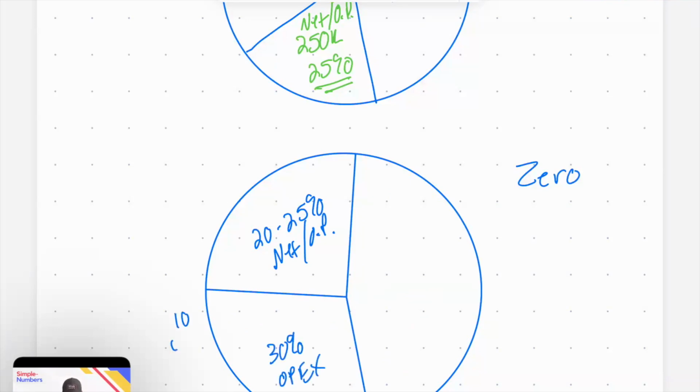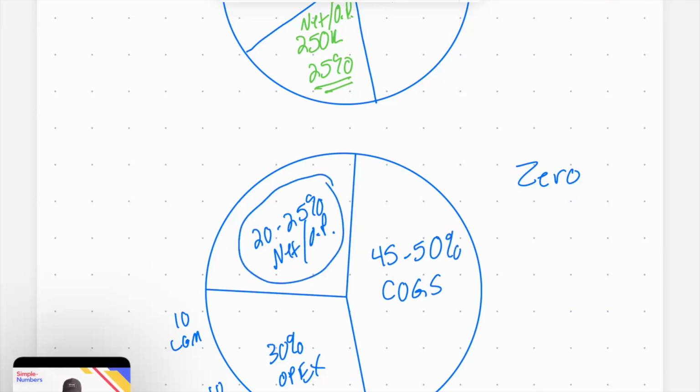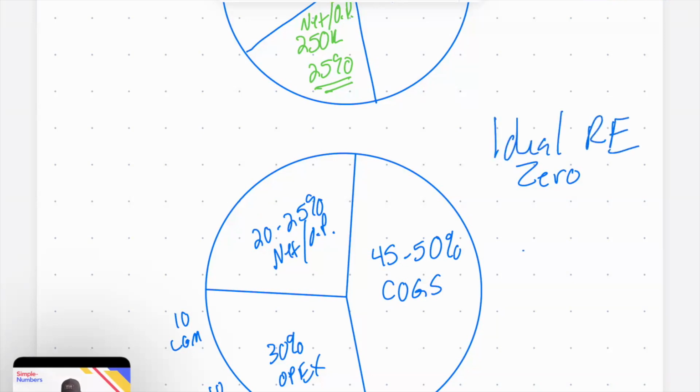Maybe that's 10% on lead gen marketing, 10% on people, and 10% on overhead. Okay, so what does that leave us with? One more thing we've got to pay, and that is our cost of goods sold, or cost of sale. And we have 45 to 50% left to be able to pay out agents and broker if we want 20 to 25% net. That's what I would call the ideal real estate team model.